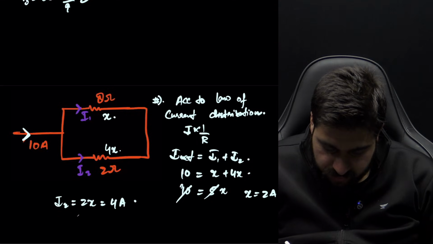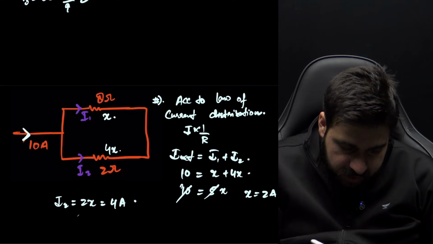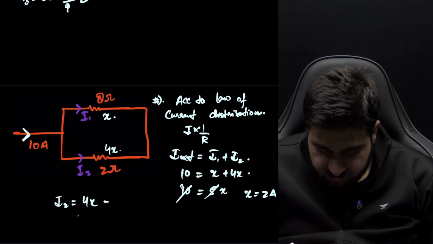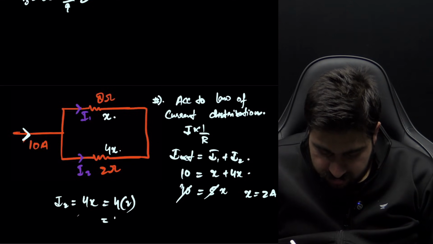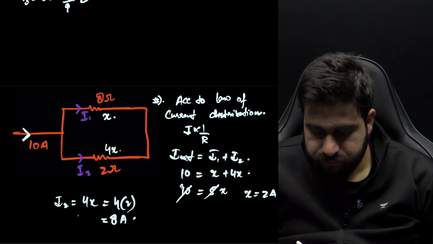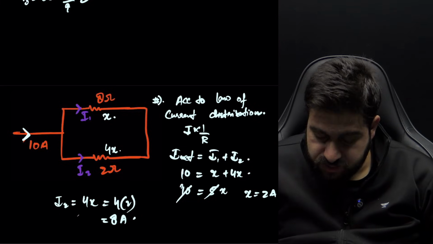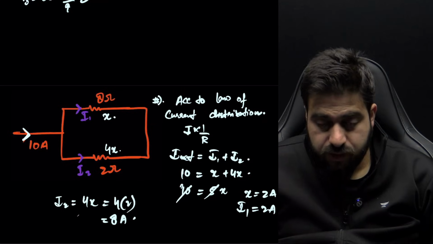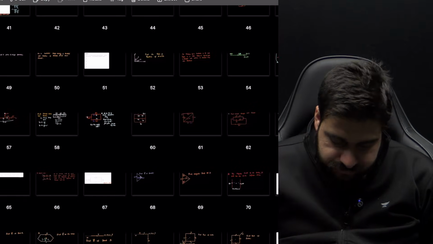Oh, sorry, it is 4X, 4X. I2 is 4X. 4X, that is 4 into 2, that will be 8 ampere. And this is I1, which is equal to 2 ampere.